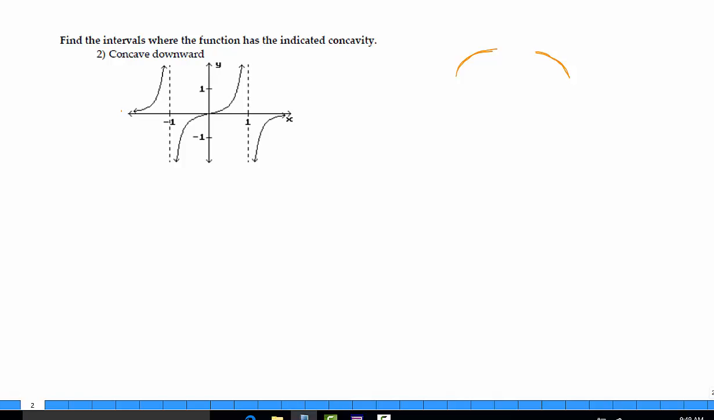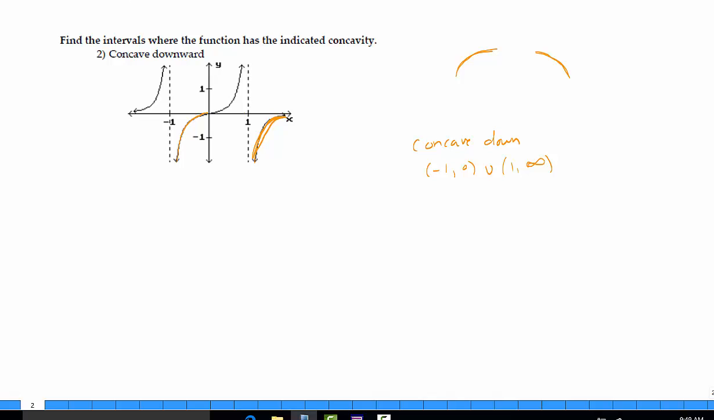So looking at my graph here, this part I'm going up. And then if you look between -1 and +1, here I'm concave down right here, but then I'm concave upward again. And then if you look from 1 to infinity, this is all concave down. So I'm going to be concave down on the interval from -1 to 0, and then again from 1 to infinity.